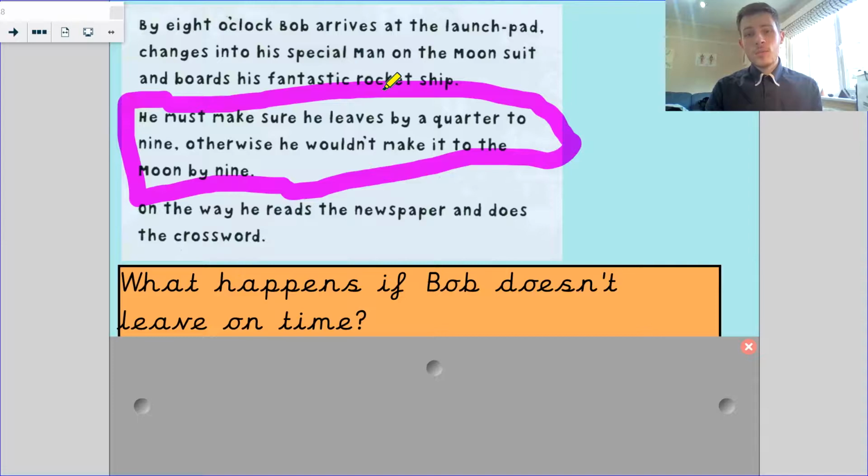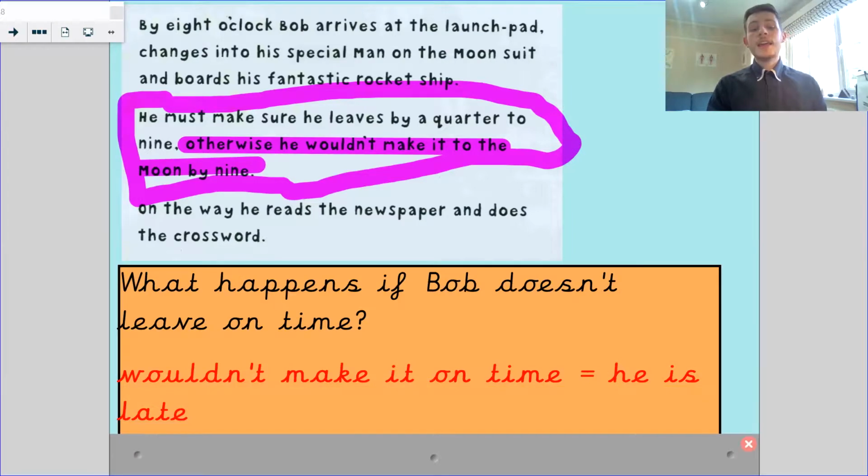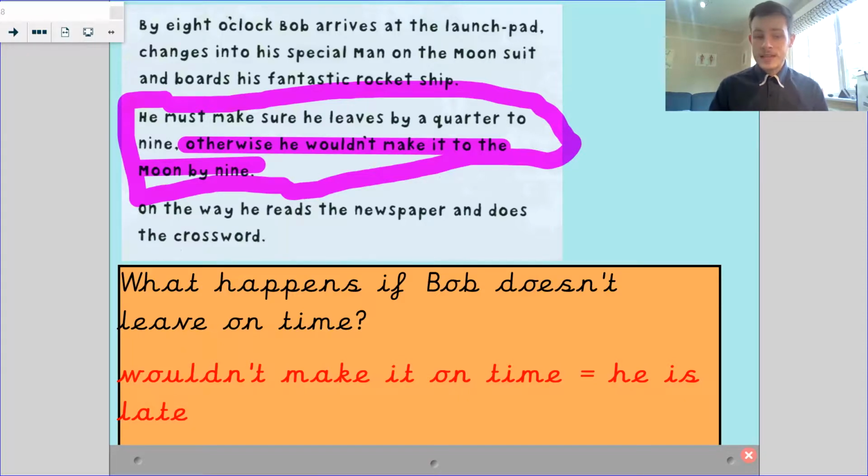So what we need to do is... Okay, so he must make sure he leaves by 8:45, otherwise he wouldn't make it to the moon by 9. The bit of information that's going to help us is this second part of the sentence. Otherwise, he wouldn't make it to the moon by 9. That's telling us he is going to be late. Wouldn't make it on time is the same as saying he would be late. So that is the information from this question that's going to help us.